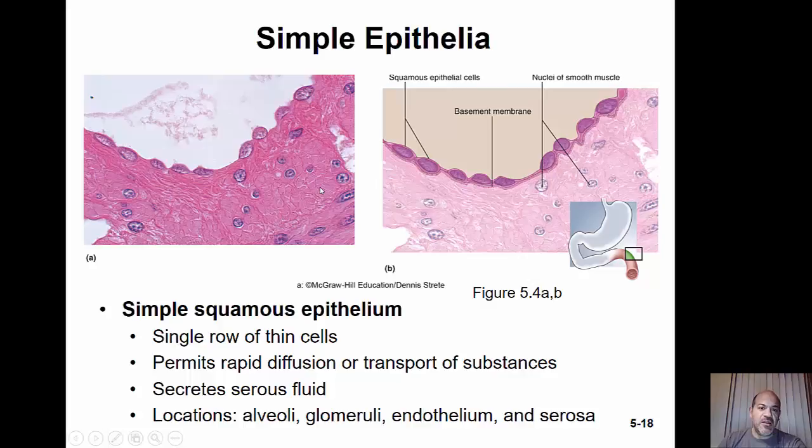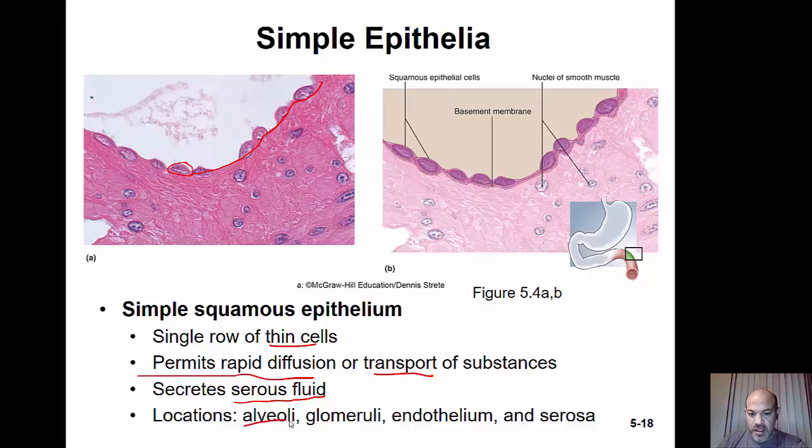Here is a photomicrograph showing simple squamous. Right here, this is one of the squamous cells, so everything above this layer here would be that simple squamous epithelium, and the cells are basically pretty flat, mostly all nucleus. So here it is described as a single row of thin cells. The function here is going to permit rapid diffusion and transport of substances. Some also are going to secrete a serous fluid, which is a fluid that the surface organs would secrete, kind of helps lubricate organs, so when they move around inside.